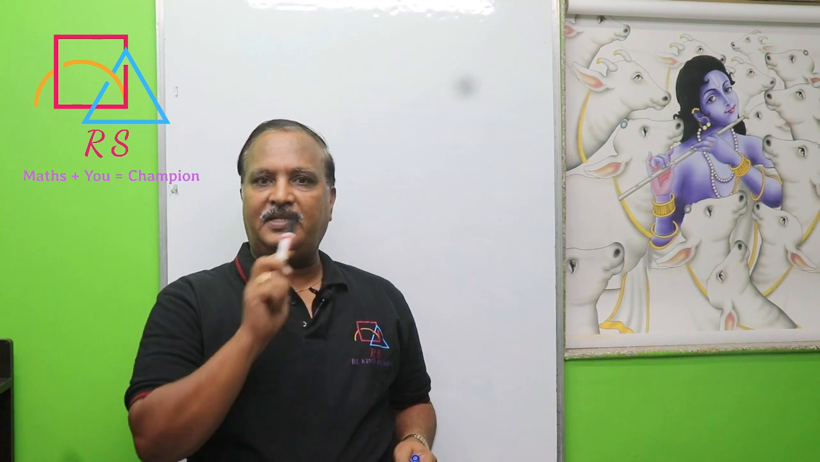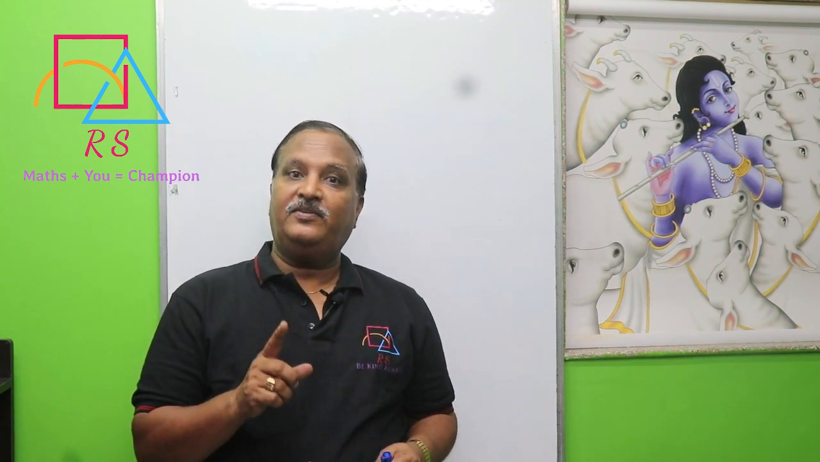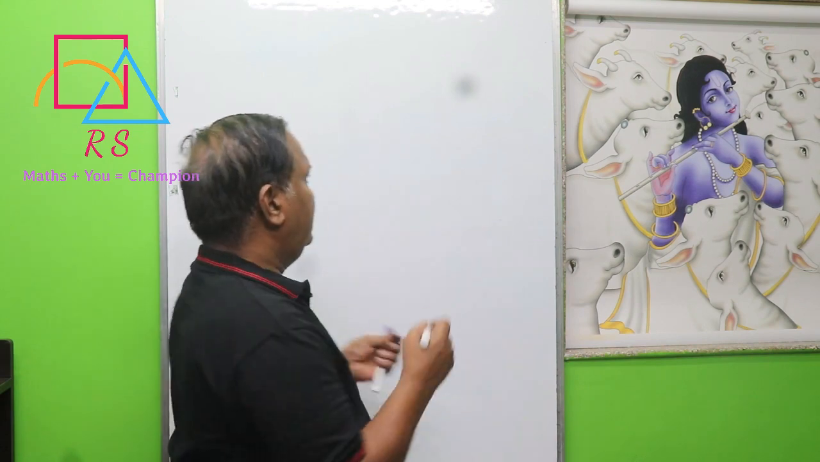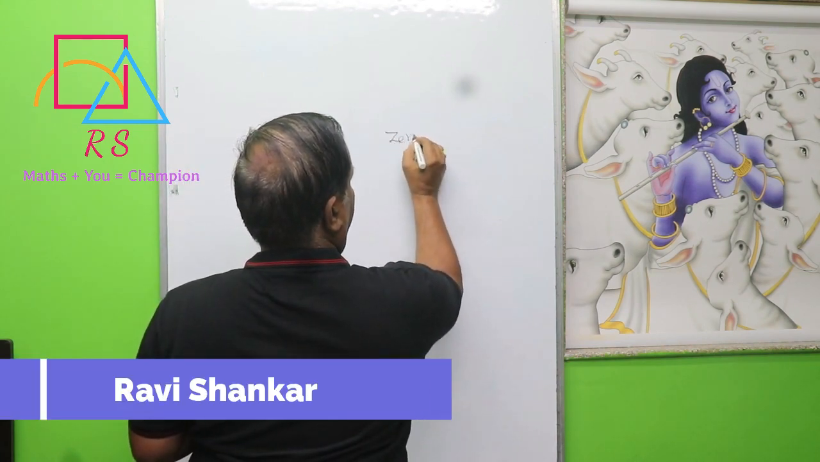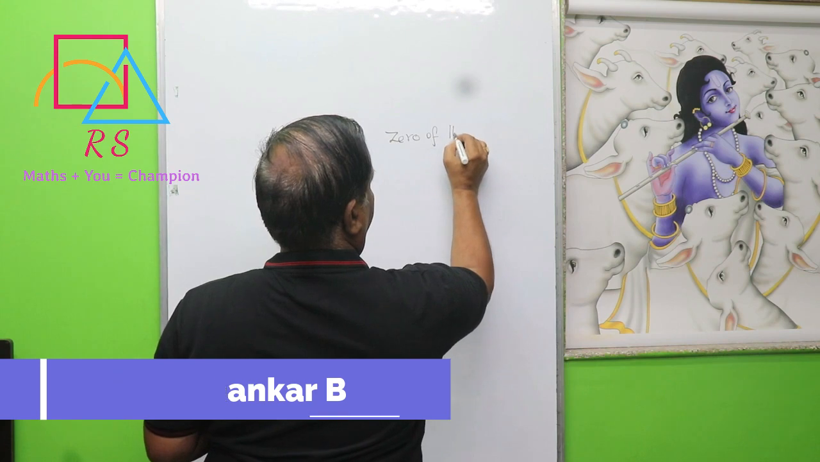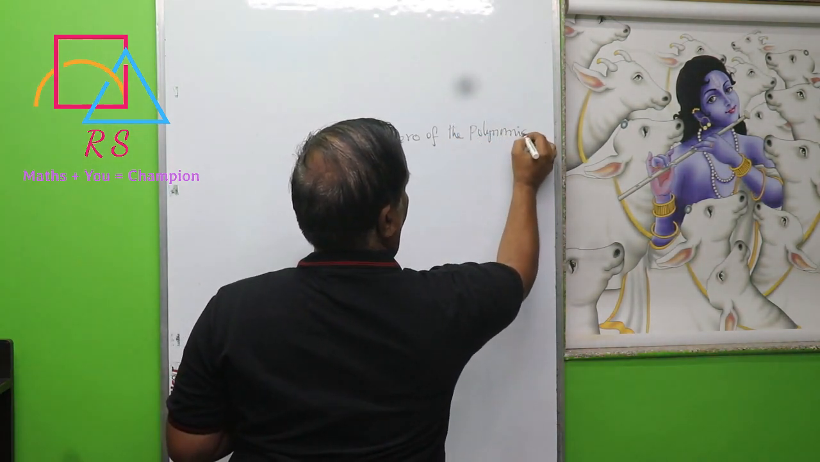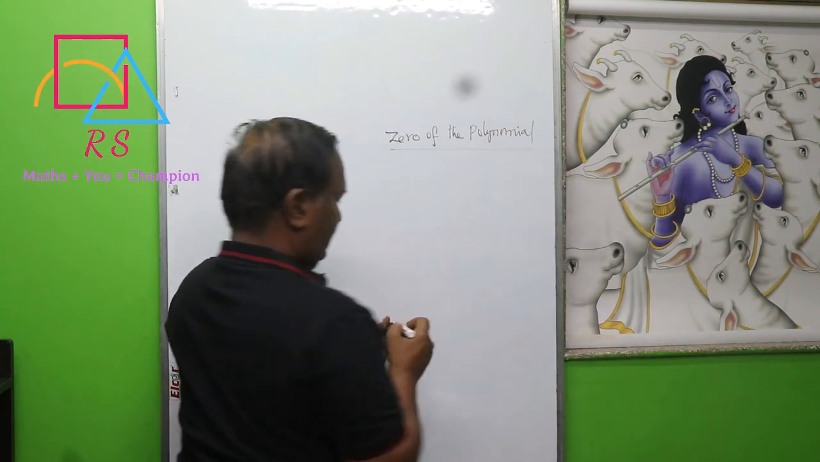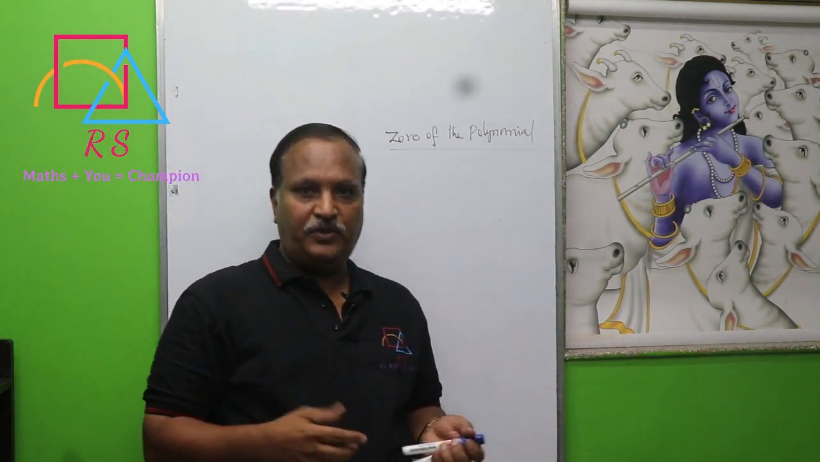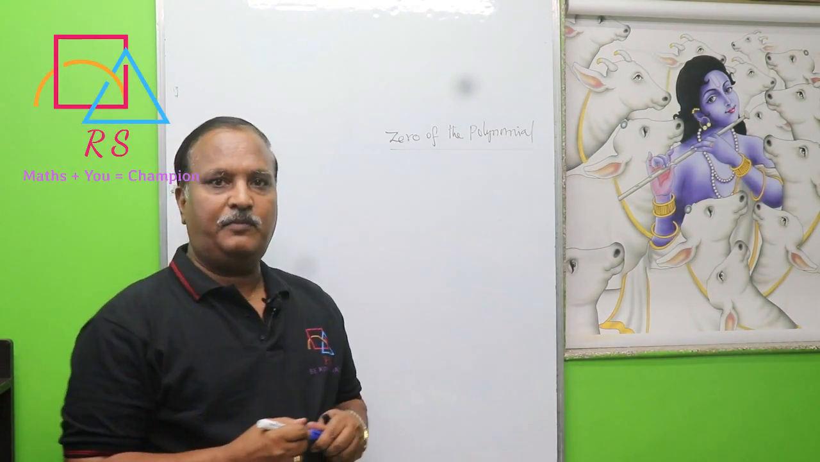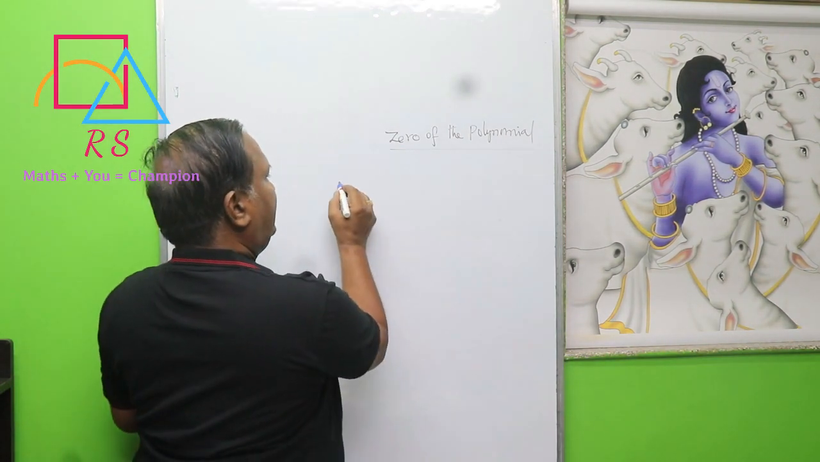Today, in this lesson, I am going to teach what is the zero of a polynomial. Okay? Zero of the polynomial. A polynomial will become 0 at a particular value of the variable present in it. Let me take an example.